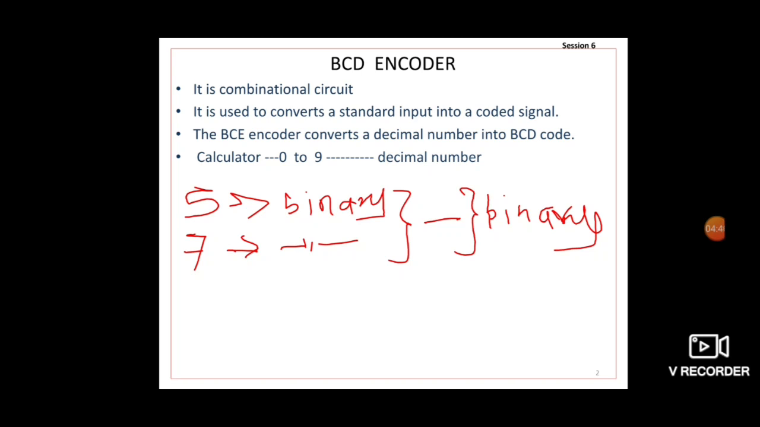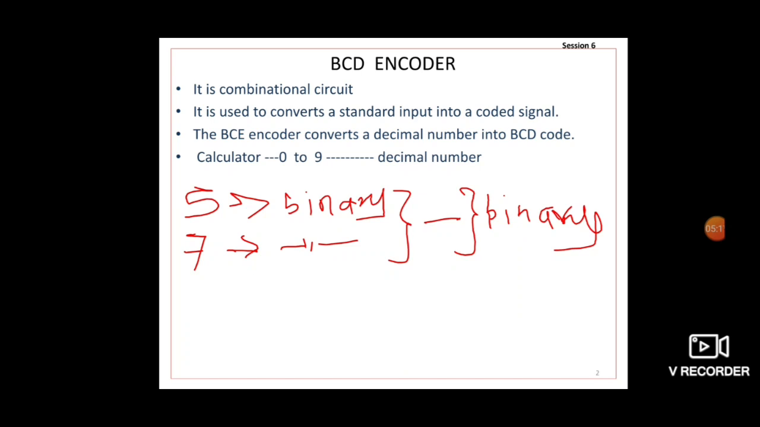Okay, that means the circuit which converts binary into decimal. See, the circuit which converts binary into decimal is known as decoder, means the opposite of this encoder. Okay, means after getting the output, the expected binary number, the circuit which is converting the binary number into decimal is called a decoder. And after getting the decimal number, we can see that number on the calculator screen.